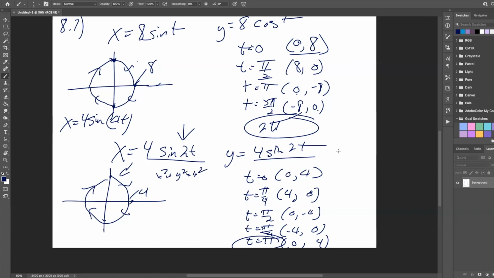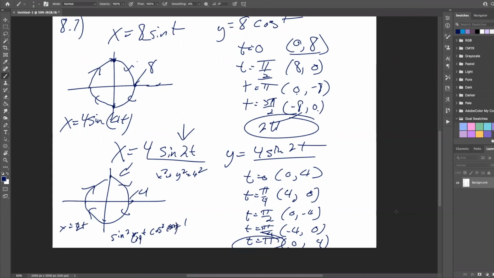Technically you can do the same thing we did before, where you have sine squared x plus cosine squared x is equal to 1. And then here you set x equal to, in this case, 2t. And so it doesn't really matter if I have 2t here.